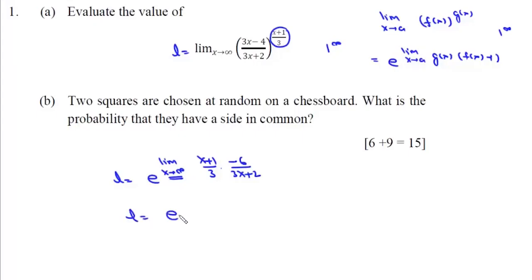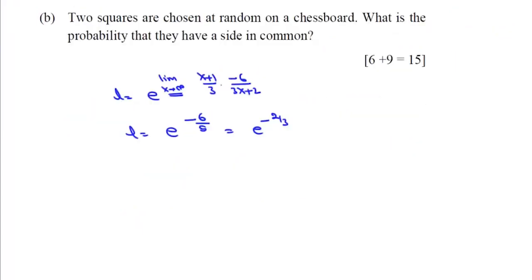So answer to this question will be coefficient of highest power of x in the numerator as well as highest power of x in the denominator. In the numerator it is minus 6 and the denominator it is 9. So value of this limit is minus 2 by 3. So answer to this limit is e to the power minus 2 by 3.